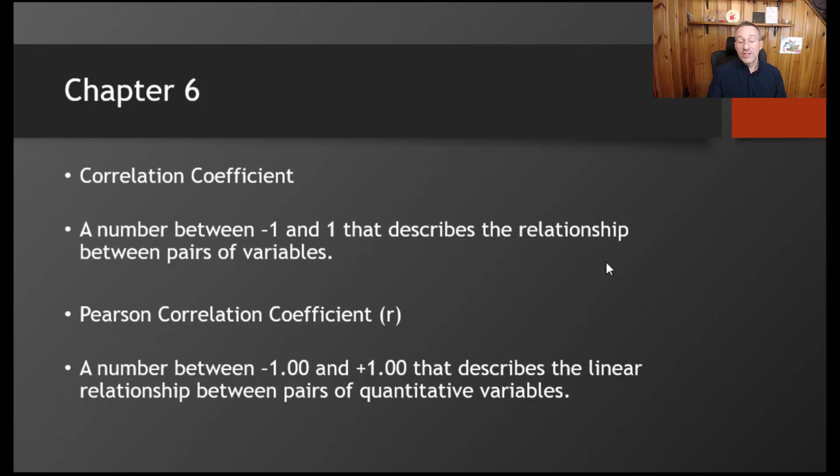Okay, so a correlation coefficient is a number between -1 and +1 that describes the relationship between those variables, like that 0.50 that we saw, the 0.75. Usually, when we're talking about quantitative variables, which is what we're going to be using mostly, we're going to use the Pearson correlation, or R. And it is a number between -1.00 and +1.00 that describes the linear relationship between those two quantitative variables.